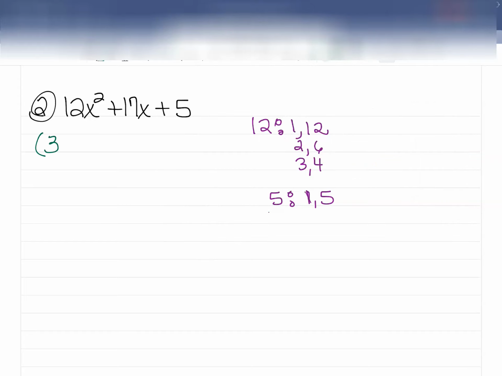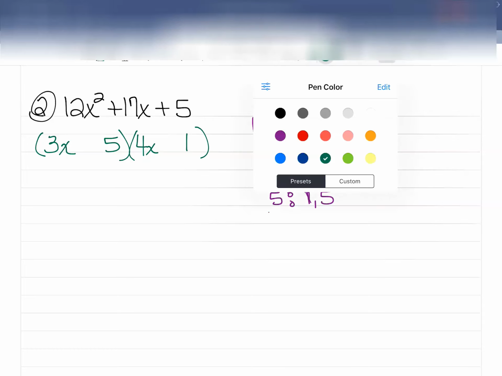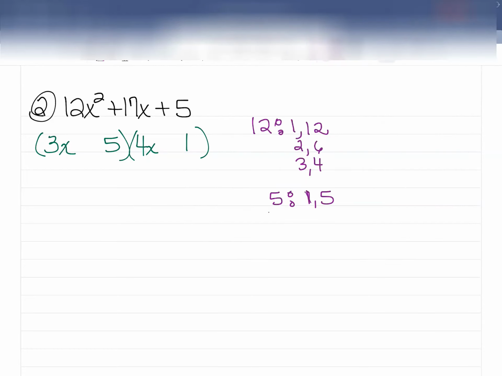Front parentheses, I have a 3. Front parentheses, I have a 4. Split the x's. There's 2, so I do 1 in the front of each one. That's my 2 fronts. Now I have to figure out my back. So if I do the 5 in the back, then the 1, let's see what we get for that.